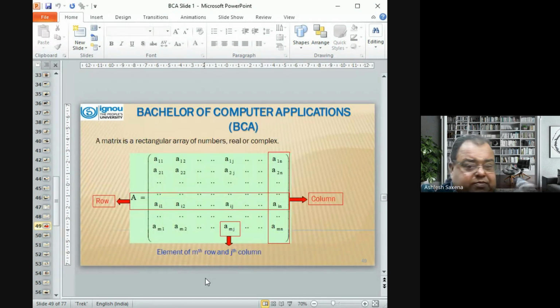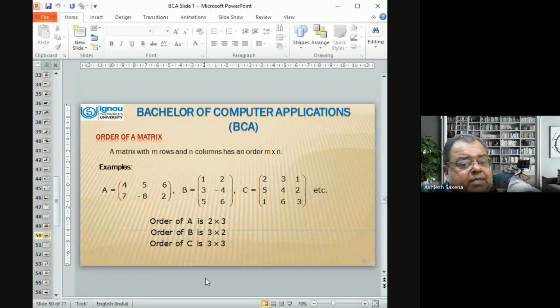Now see, horizontal ones are the rows and the vertical ones are the columns, and the element is denoted by Aij. I here is the rows and J is the column. That doesn't make any difference if you represent by Aij. Concept will remain the same. Order of the matrix. Anyone who can tell me the order of matrix A?